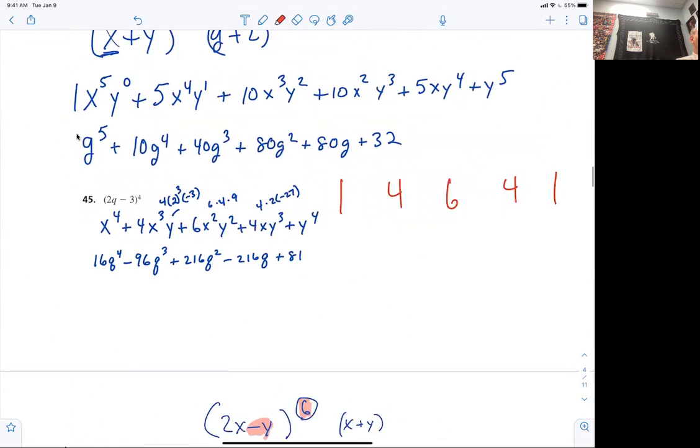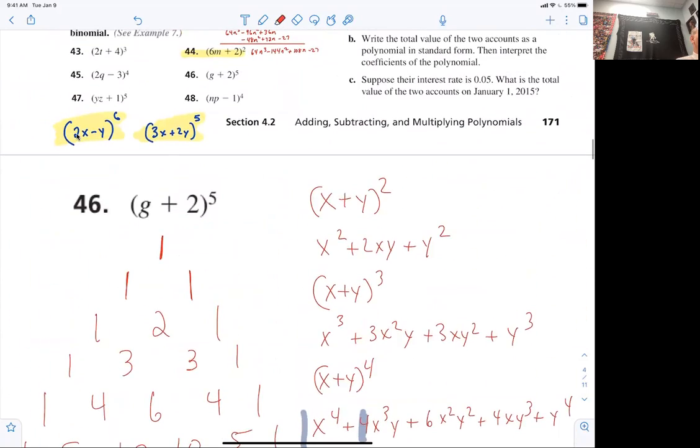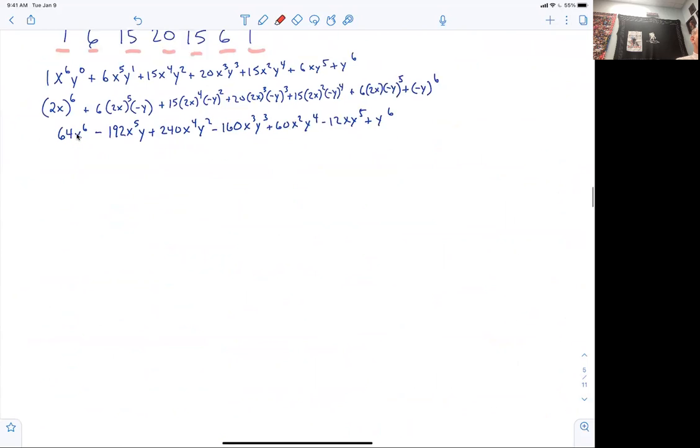All right, what was the other one that I asked you to do? (3x + 2y) to the fifth. All right, so I'm not going to write that out. I will write the answer. So it's (3x + 2y) to the fifth. All right, anybody pretty confident in their answer?